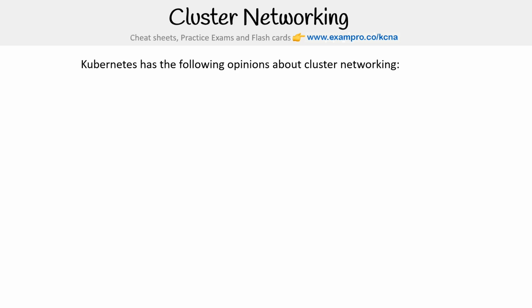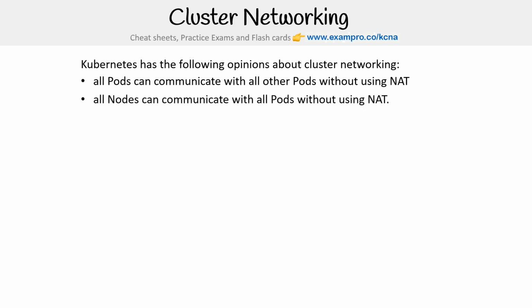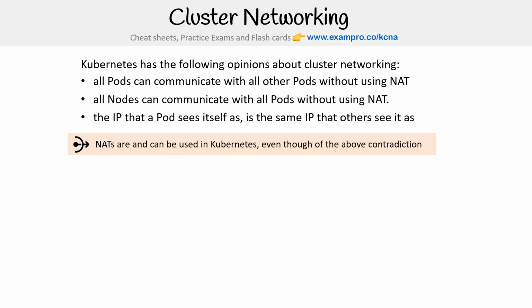But Kubernetes has the following opinions about cluster networking. All pods can communicate with all other pods without using a NAT, network address translation. All nodes can communicate with all pods without using a NAT. The IP that a pod sees itself as is the same IP as it sees it as. And even though I'm saying, without using a NAT, NATs are and can be used in Kubernetes, even though the above is a contradiction. There are four broad types of network communication for clusters.